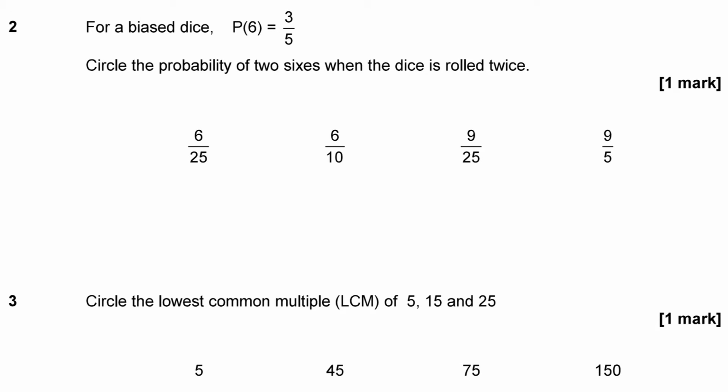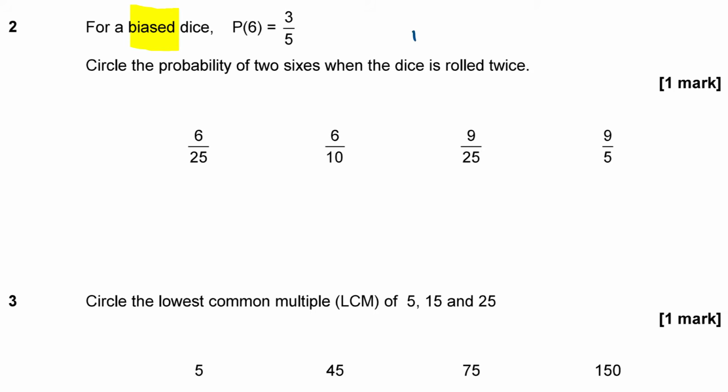Question 2. For a biased dice, the probability of 6 is equal to 3 over 5. Now, bias in probability means that it's not fair, so that means the number 6 is coming up more often than it should. On a fair dice, you'd expect it to come out one try in every 6, so 1/6. So this biased dice is a lot more likely to come up as a 6, isn't it? 3/5, that's over a half. So circle the probability of 2 6s when the dice is rolled twice.